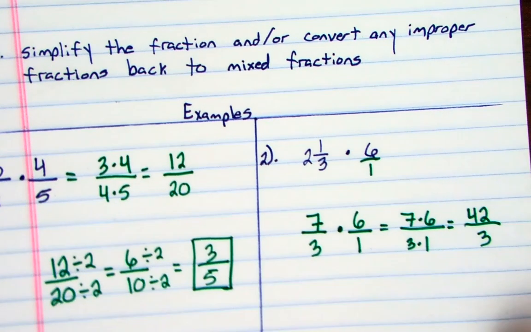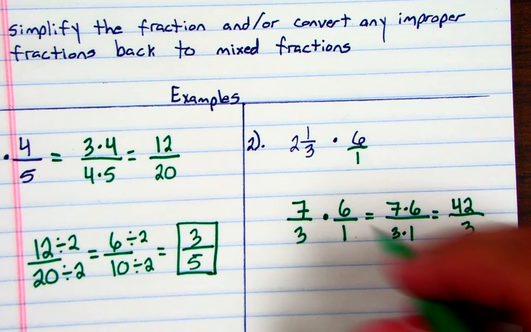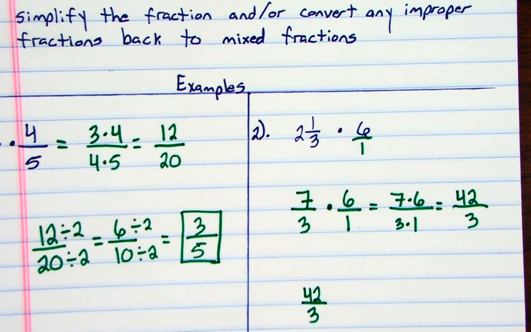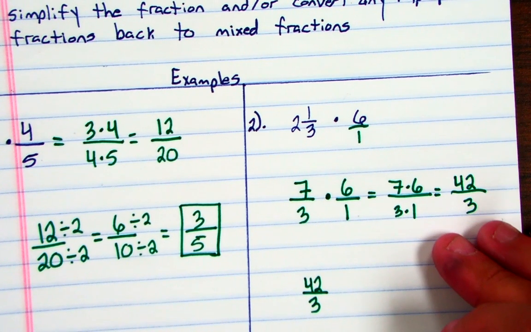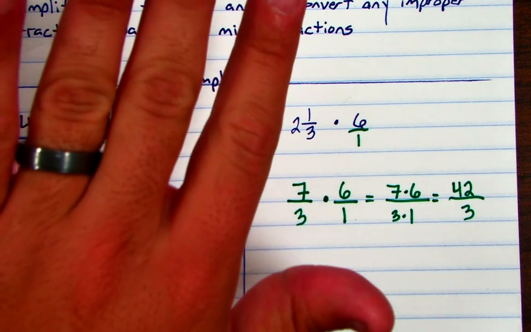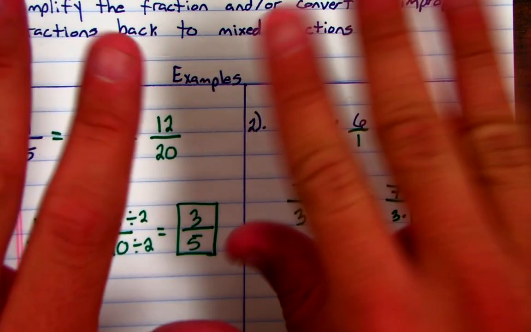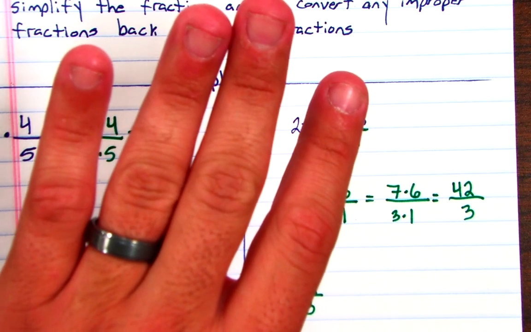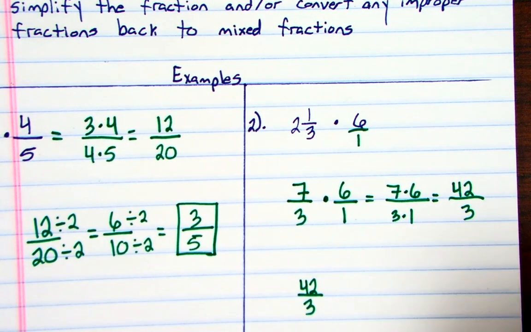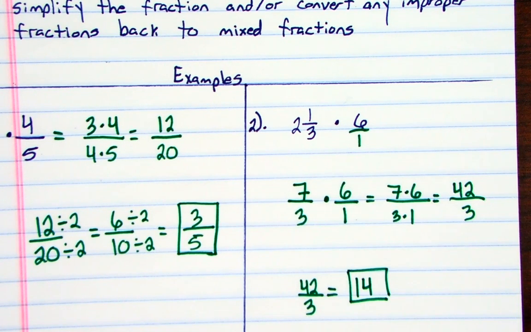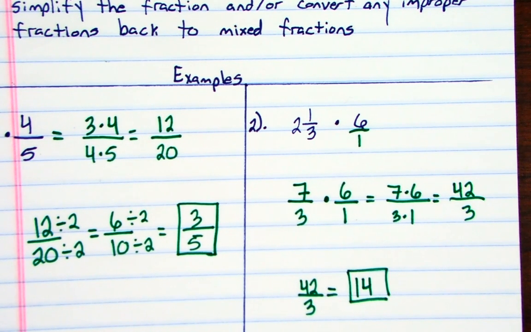Well, I'm not done. Step 3 says to simplify. Well, good thing for you guys is 3 goes into 42 evenly. So count by 3s. 3, 6, 9, 12, 15, 18, 21, 24, 27, 30, 33, 36, 39, 42. How many fingers was that? That was 14. Done. Bam. All right, let's do a couple more examples I'm just going to create.